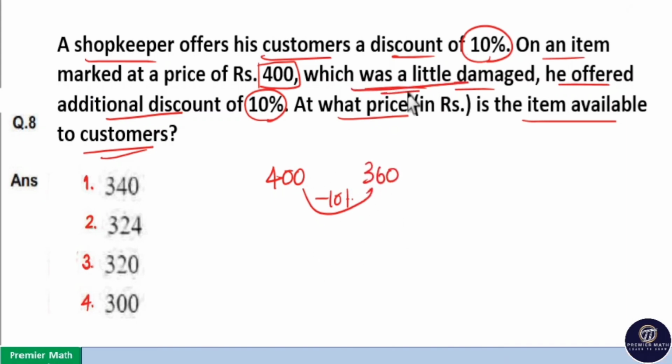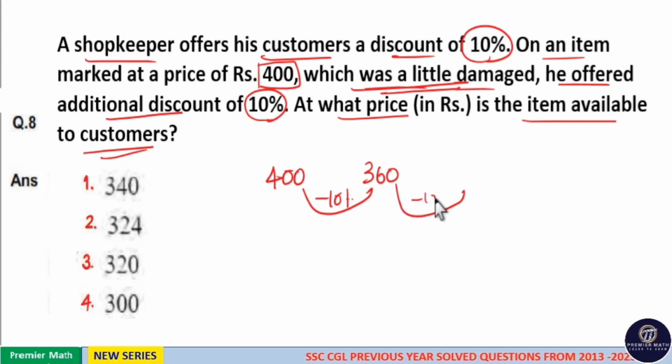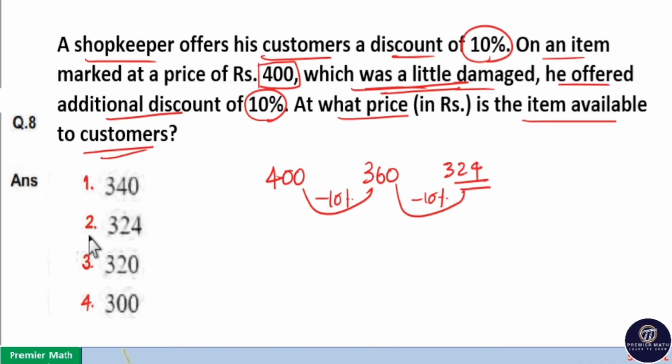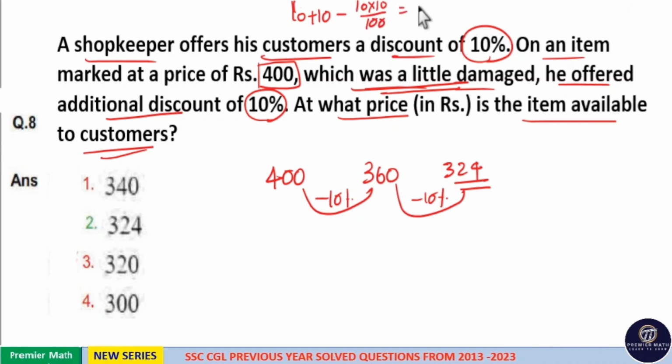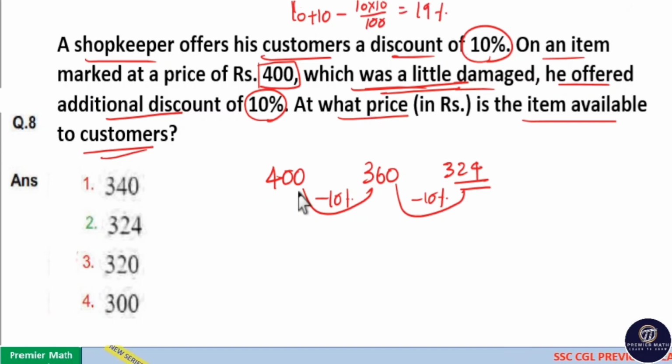Again the item was damaged, so he again offered a 10% discount on this 360. 10% of 360 is 36. 360 minus 36 is 324. So your answer is option 2. Here you can also use the successive discount formula, that is 10 plus 10 minus 10 into 10 by 100, which is equal to 19%. 19% of 400 is 76. So 400 minus 76 is equal to 324.